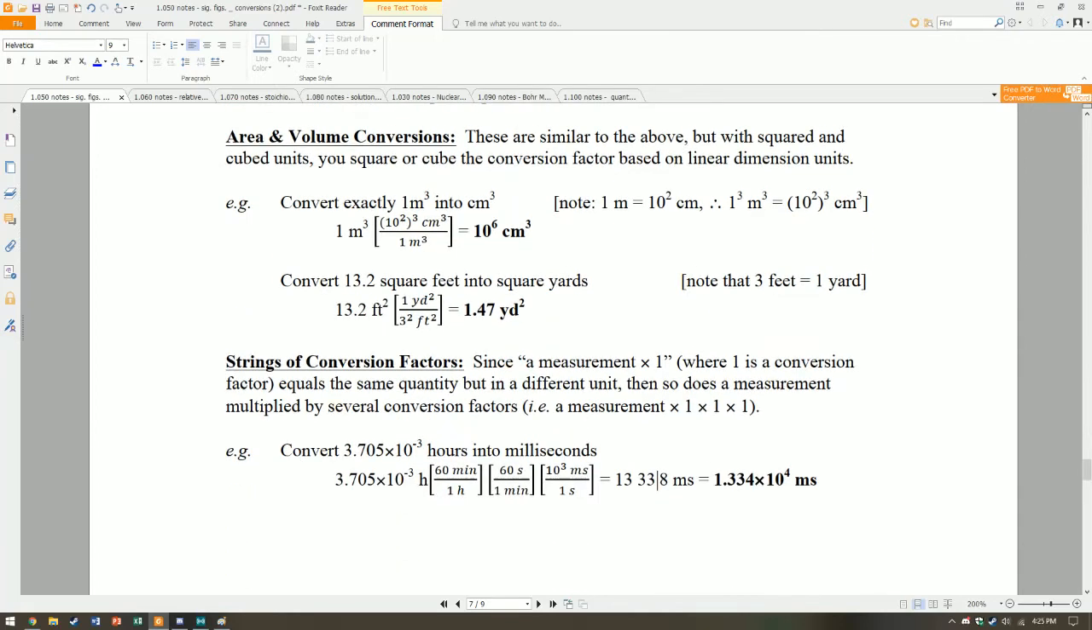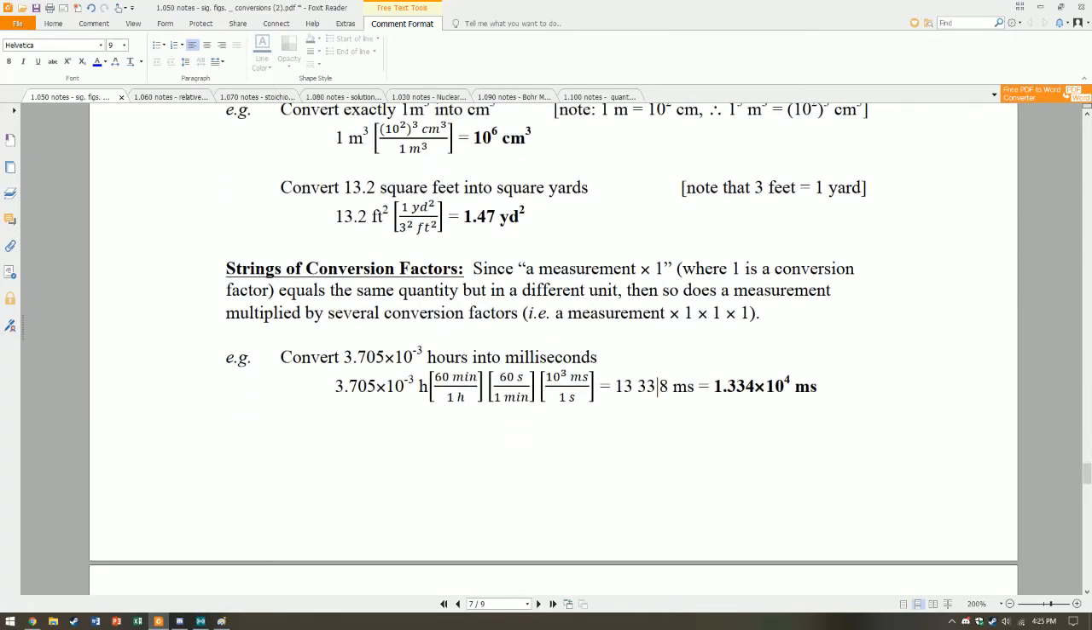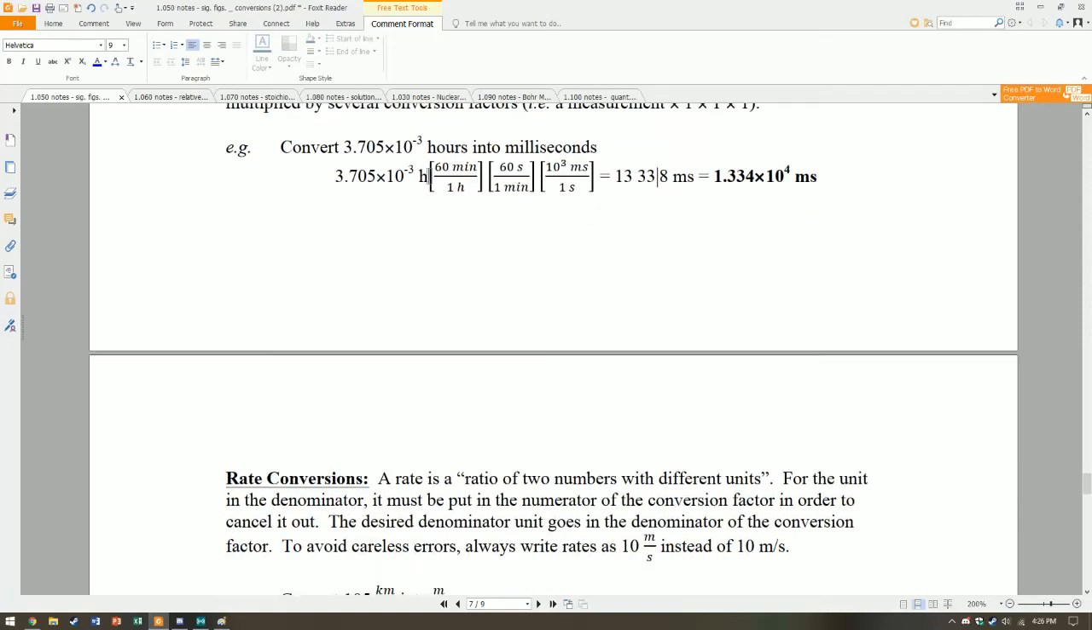And yeah, you could also have a string of conversion factors, so for example, convert this into milliseconds. You know that there's 60 minutes in an hour, 60 seconds in a minute, and 1,000 milliseconds in 1 second. So we can cancel out the hours here, then the minutes cancel, and the seconds cancel.